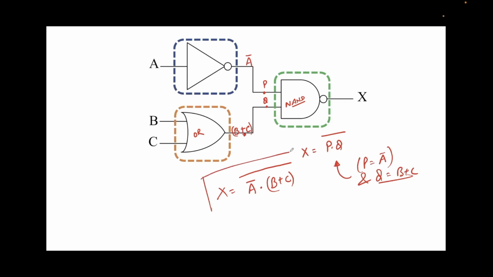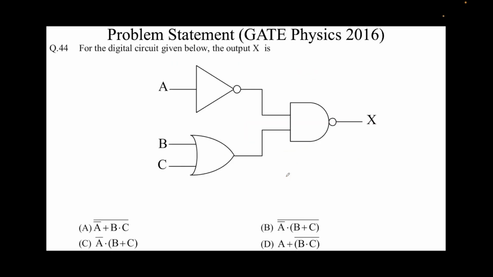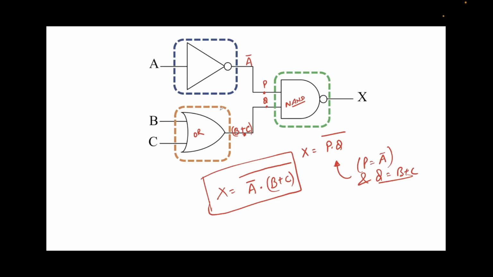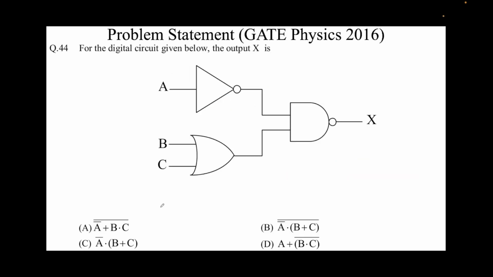Now this is what we have obtained: for this complete circuit, which has inputs A, B and C and these three logic gates, we have obtained the output X in terms of the inputs A, B and C, and the output X is related to A, B and C using this expression. Coming back to the question, X is equal to A bar times B plus C whole bar. This is the expression for X.